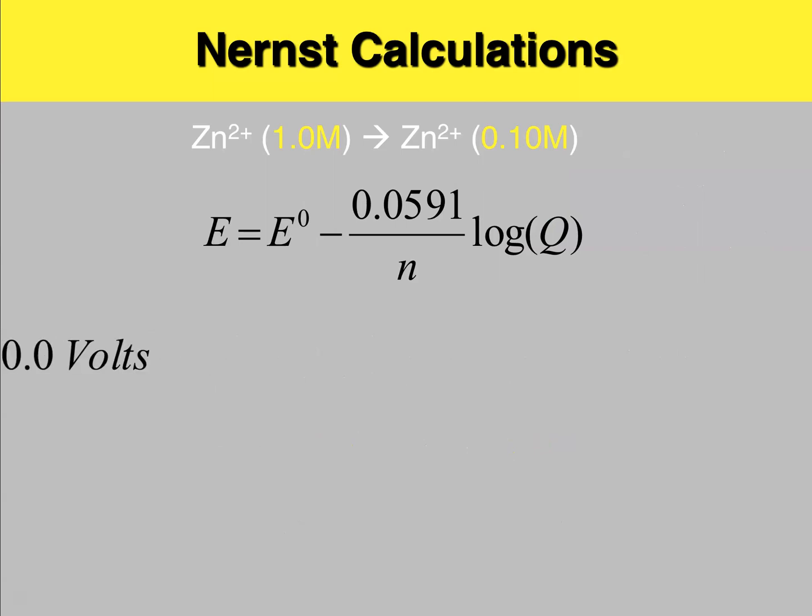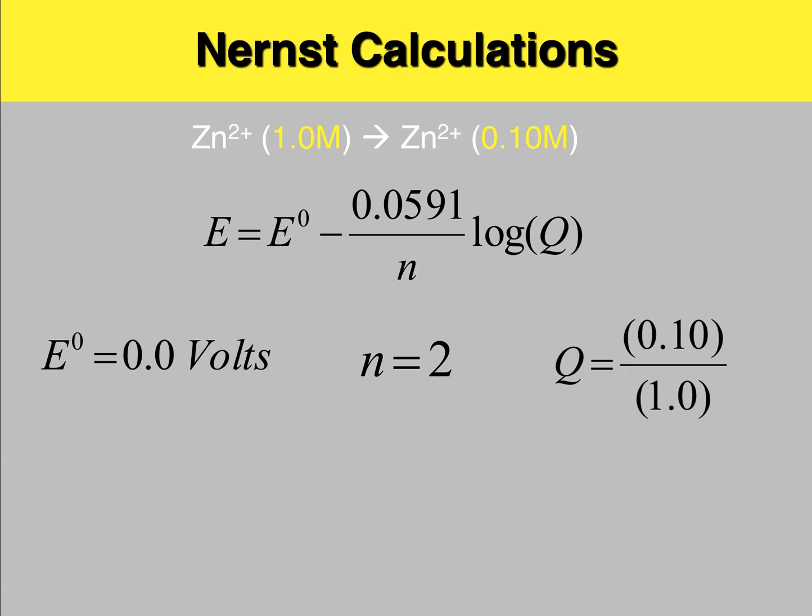Continuing along, E naught is going to be 0 because it's the same thing being oxidized and reduced. So the two half reactions are identical but opposite sign. Hopefully that's clear. We know it's 2 electrons in the transfer. Q is this. So this is where you guys come in, using the Nernst equation conceptually.